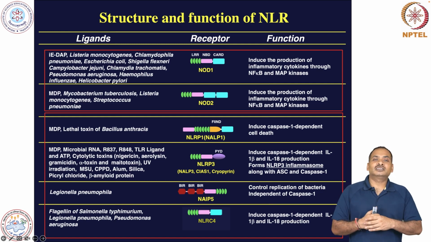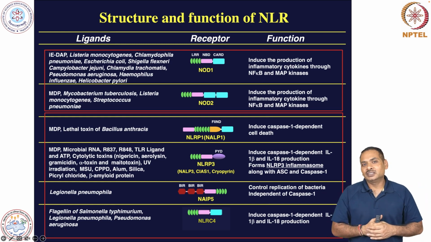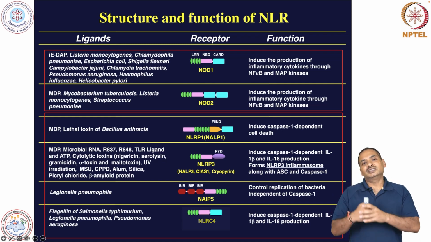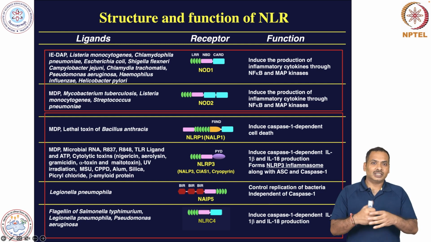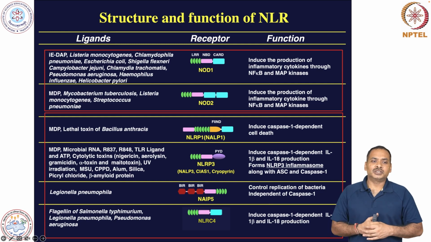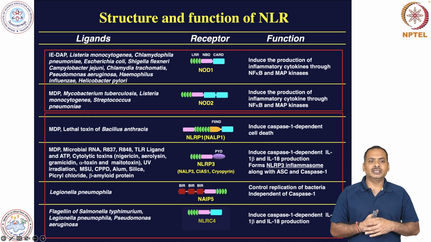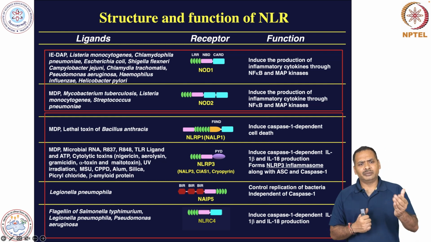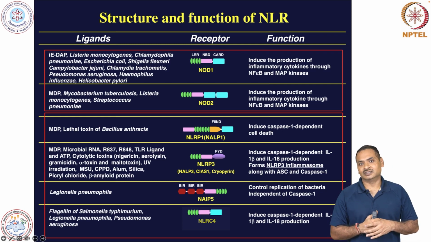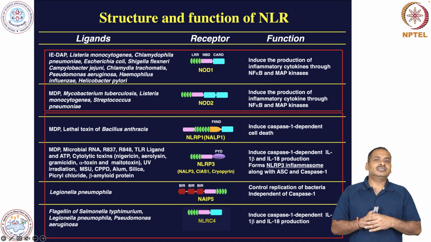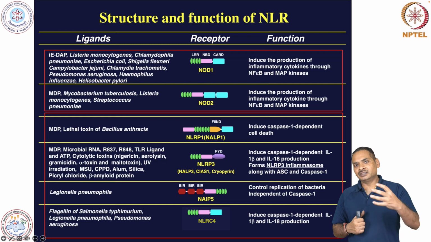Initially, these cytokines are synthesized in inactive form, and once these proteins get activated, they make a multi-protein complex, and then they induce the mature form of IL-1 beta. I will tell you the signaling in a subsequent slide. So here you can see that NLRP1 basically senses the MDP and lethal toxin of Bacillus anthracis. Okay. So Bacillus anthracis has three major proteins which make the exotoxins.